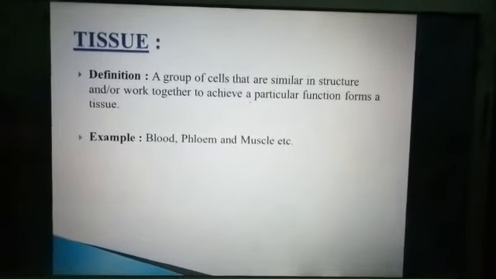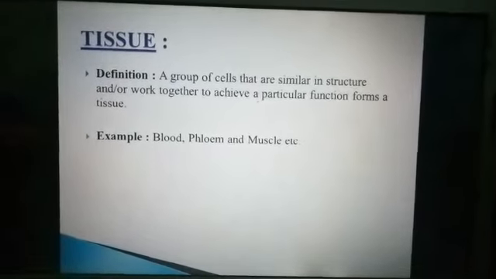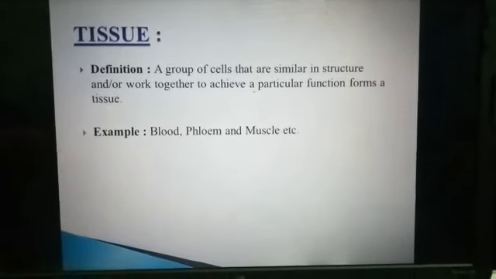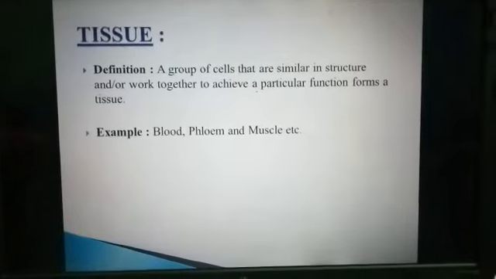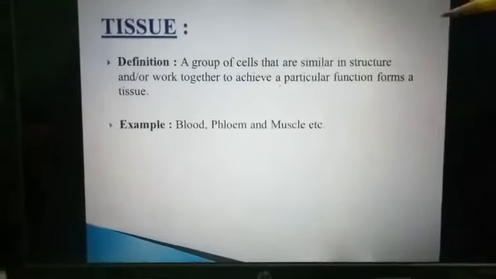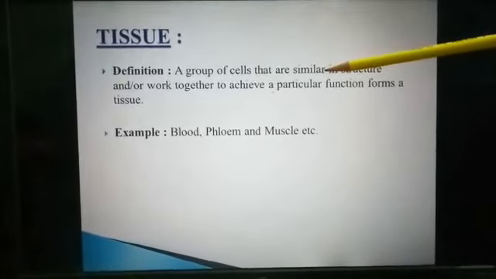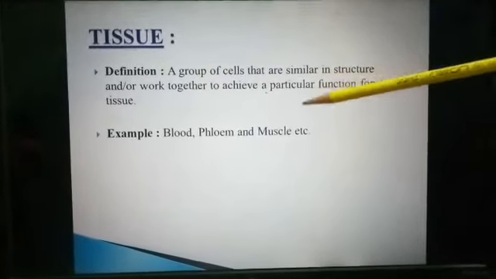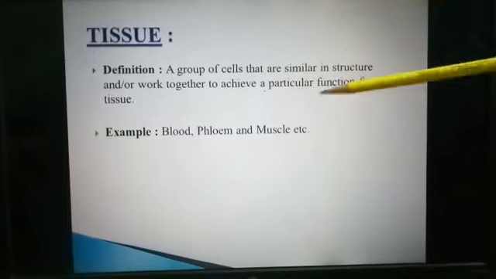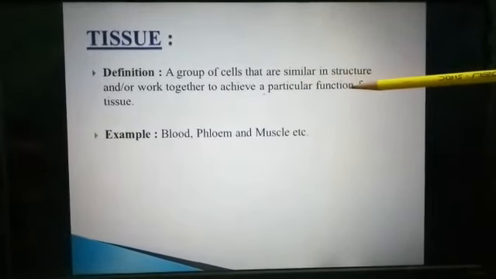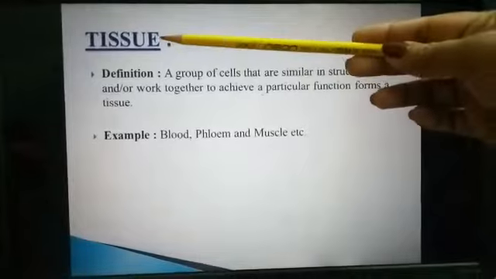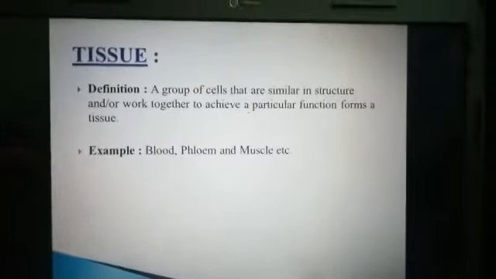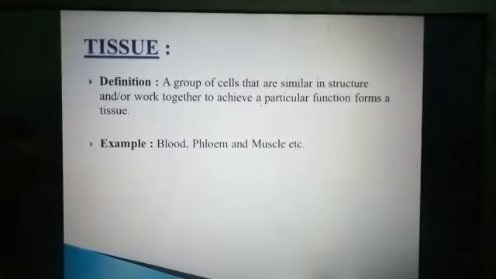In chapter number 5 you have already studied that the fundamental unit of living organisms is the cell. Very good. Then a group of cells: if we have a collection of cells that are similar in structure, the structure must be the same, and all of them are working together to give a particular function, then you call them a tissue. Clear? Examples are blood, phloem, muscles, and so many other tissues are also present.